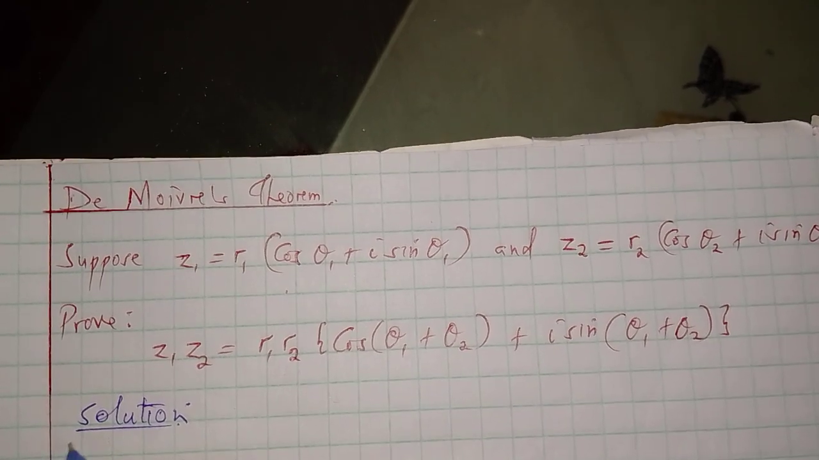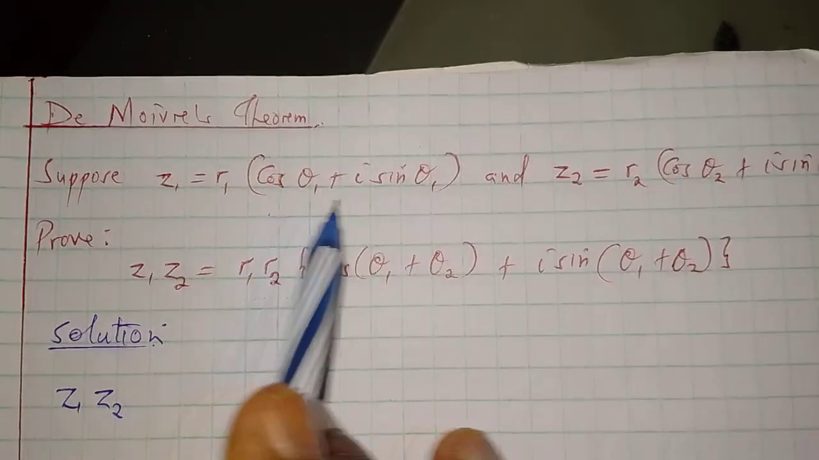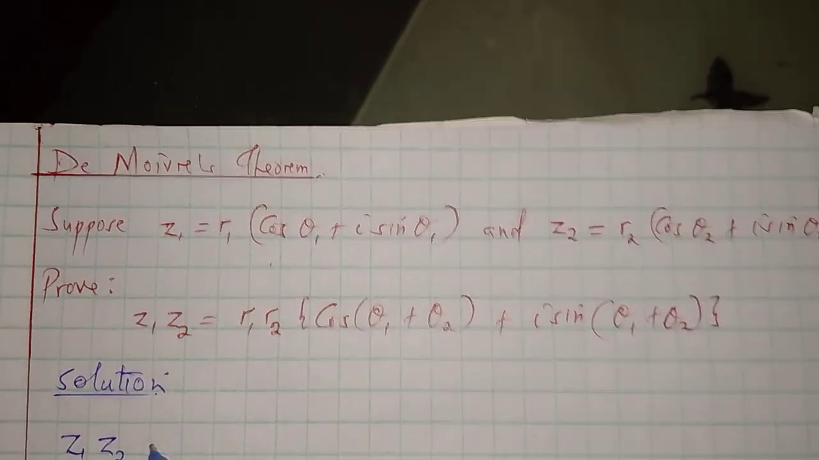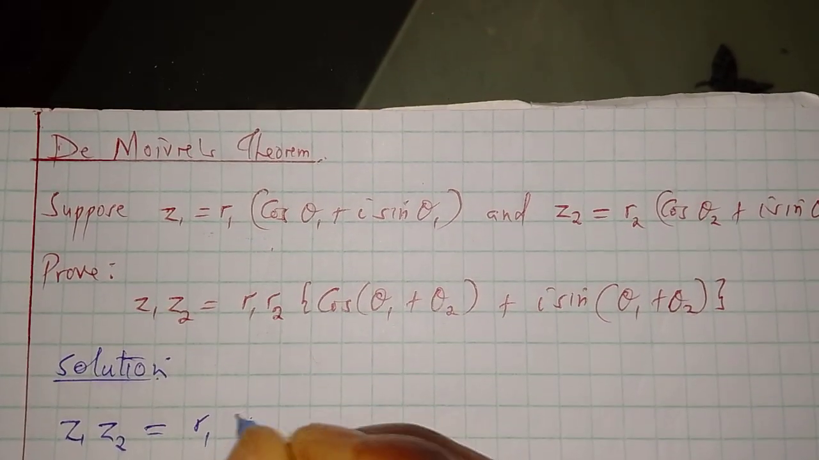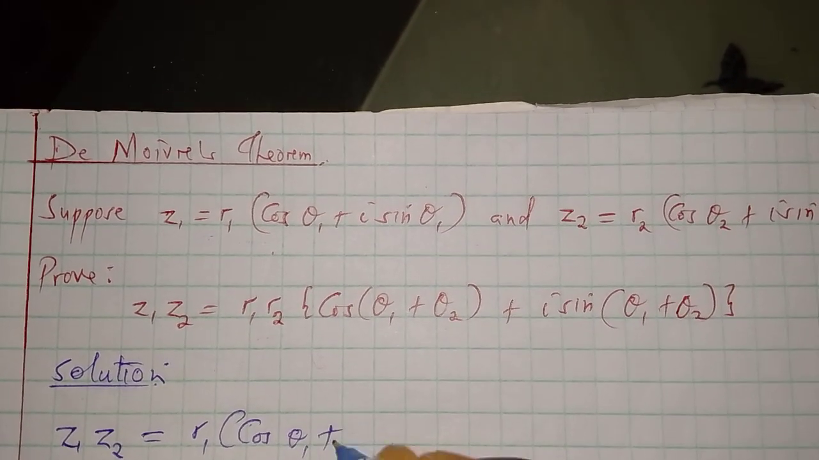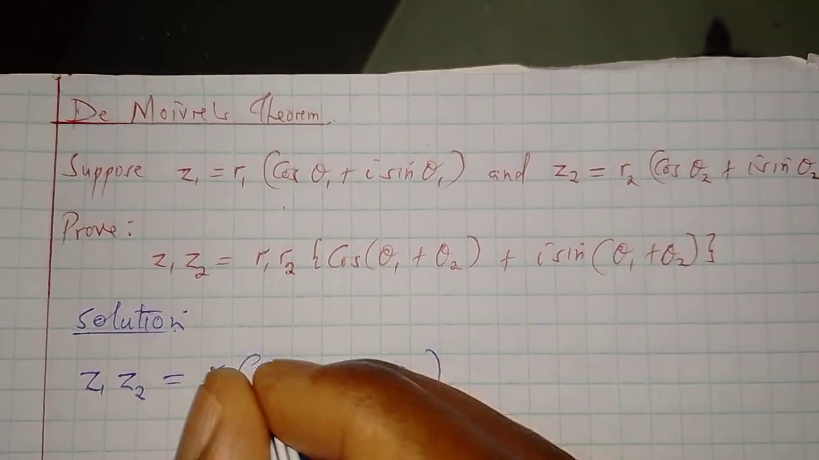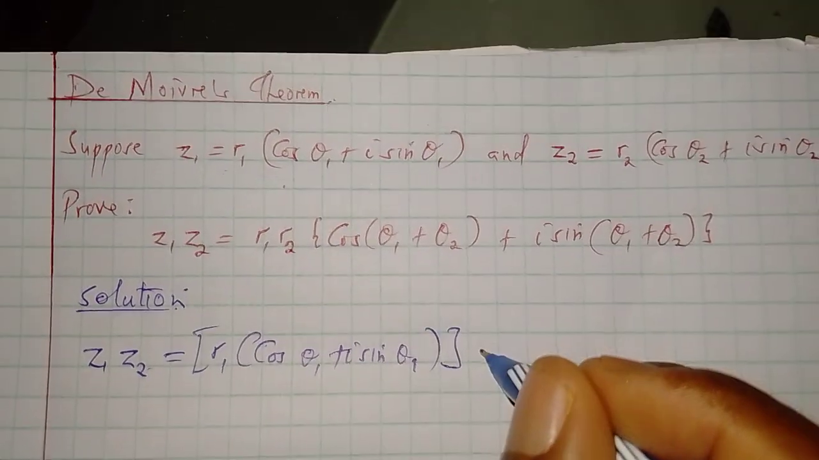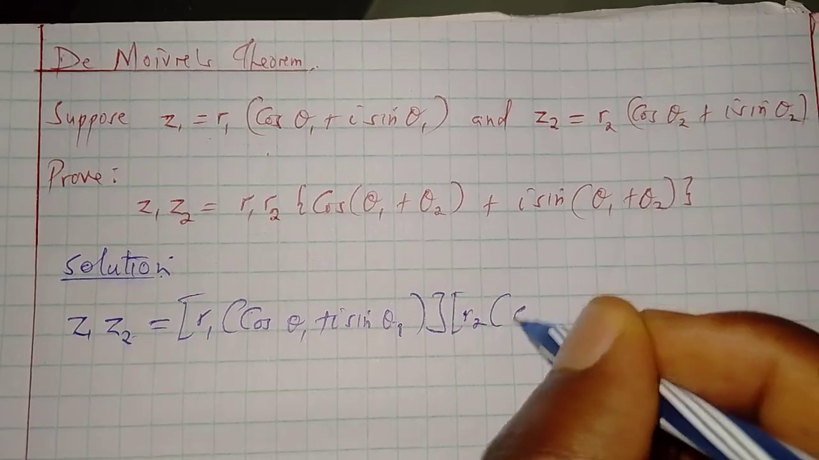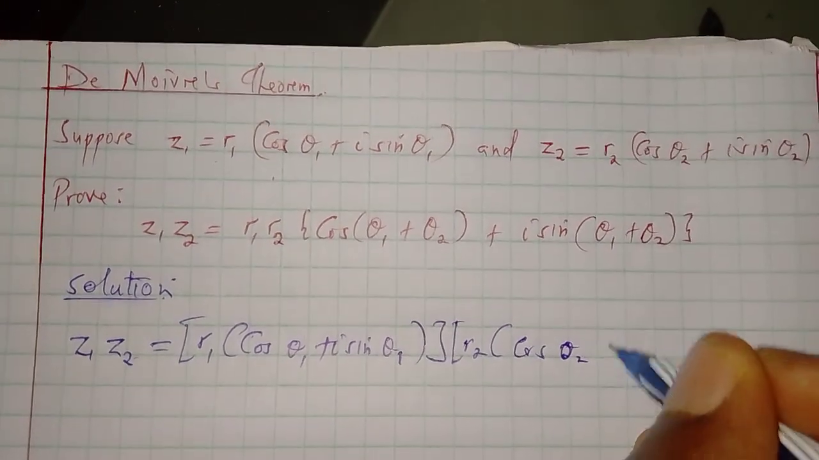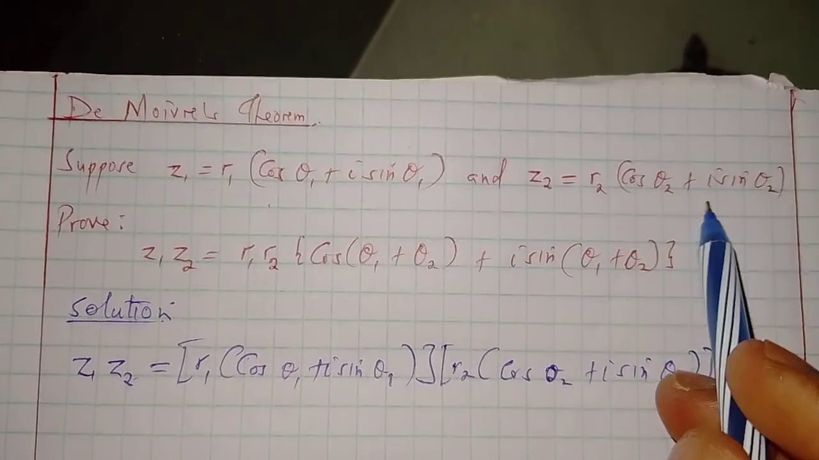Okay, z1 z2, the product of z1 and z2. Remember z1 is represented by this and z2 by this one, so it's just the product. z1 is equal to r1 in brackets cos theta1 plus i sin theta1, and z2 is represented by this, r2 cos theta2 plus i sin theta2, as you can see.